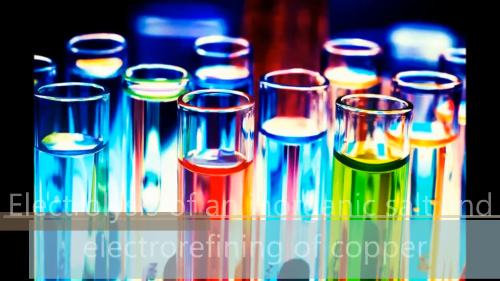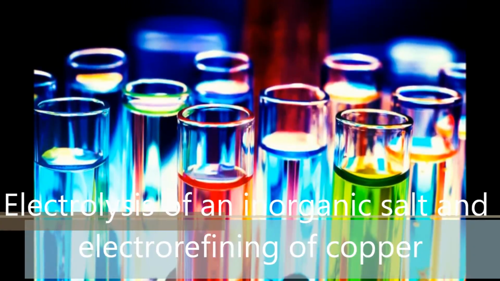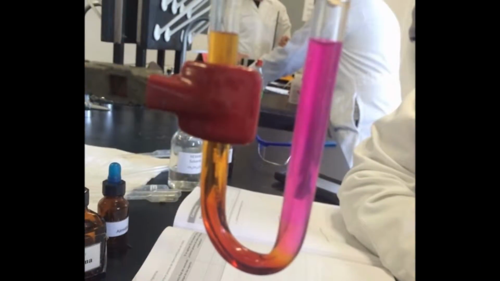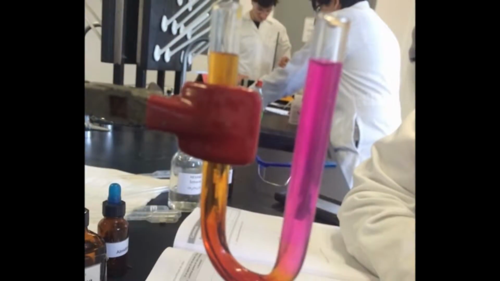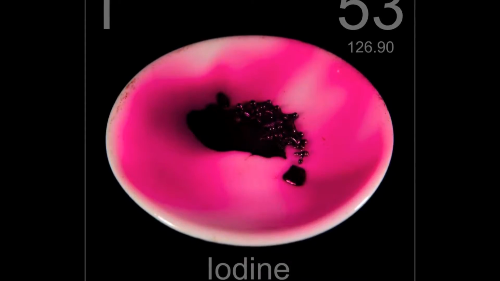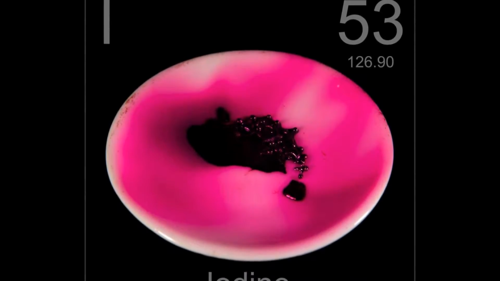The electrolysis of an inorganic salt and electrorefining of copper consists of two experiments, where an electric current is used to create a chemical reaction. The electrolysis experiment creates a redox reaction where potassium hydroxide and iodine were formed, and in the other experiment one cell of copper was dissolved and then it formed again in the other cell.